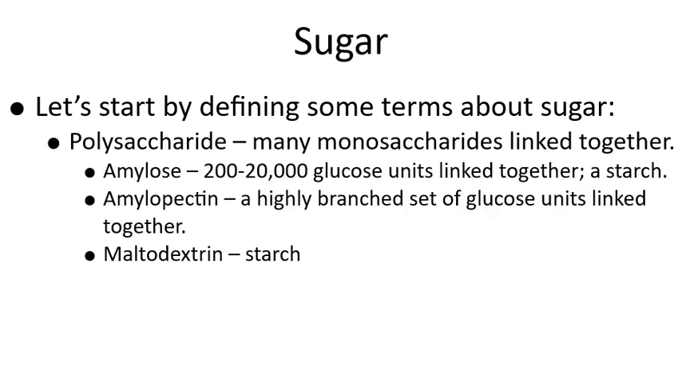As you might have guessed, a polysaccharide is a sugar made up of many monosaccharides linked together. Again, there are a wide variety of polysaccharides, and I won't list them all, but a few of them are listed here. Amylose is made up of about 200 to 20,000 glucose units linked together to form a starch. Amylopectin is a highly branched set of glucose units linked together. Maltodextrin, which is added to many processed foods, is also a lot of monosaccharides linked together to form a starch.